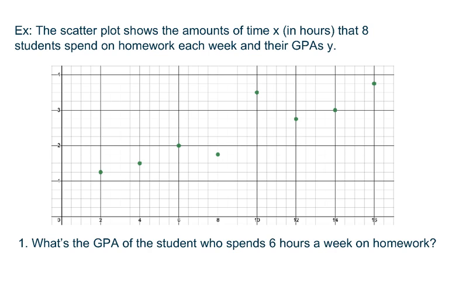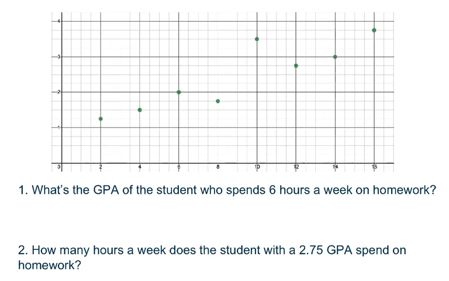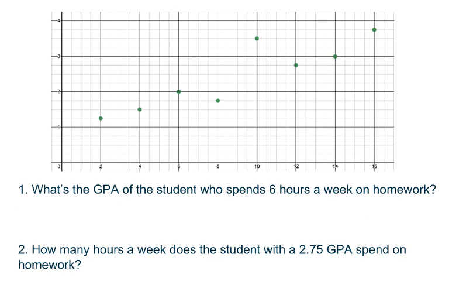Question number 1, what is the GPA of the student who spends 6 hours a week on homework? Well, we're going to find 6 on the x-axis, because the x-axis represents hours, and we're going to find that data point at the x value of 6. And then we go all the way over, and we find that we have a GPA of 2.0. That's all there is to it.